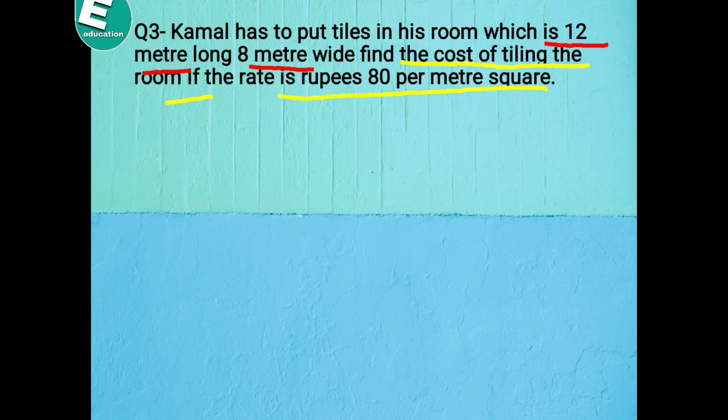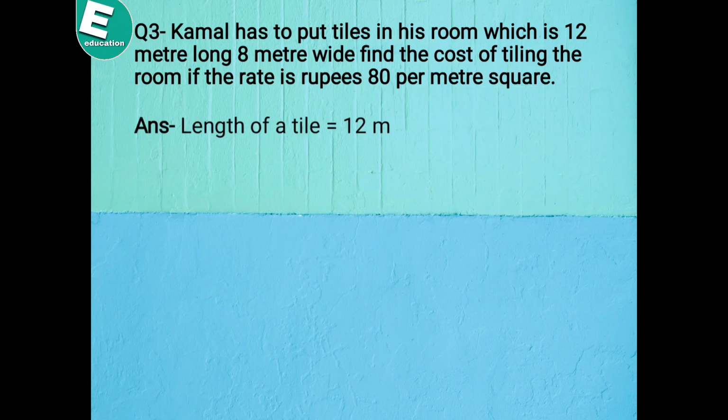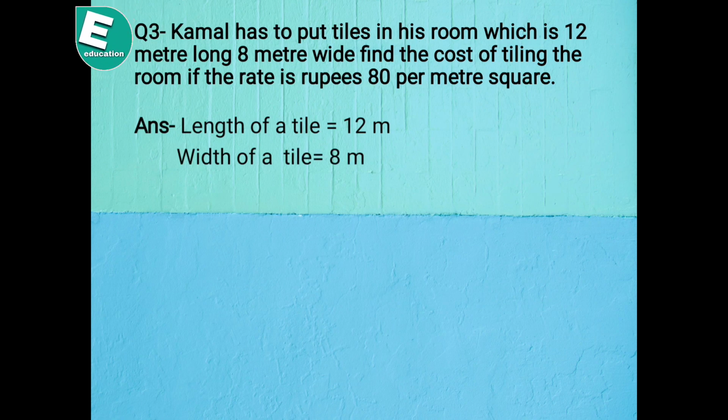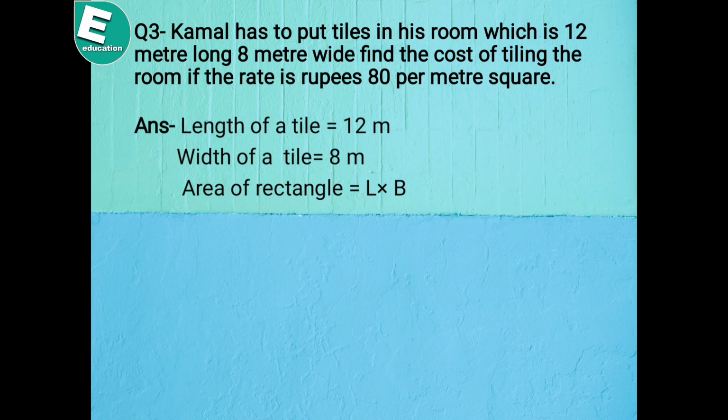So length of the room is equal to 12 meter, width of the room is 8 meter, and we know area of a rectangle is equal to length into breadth. On substituting value, we get 12 into 8 is equal to 96 square meter.